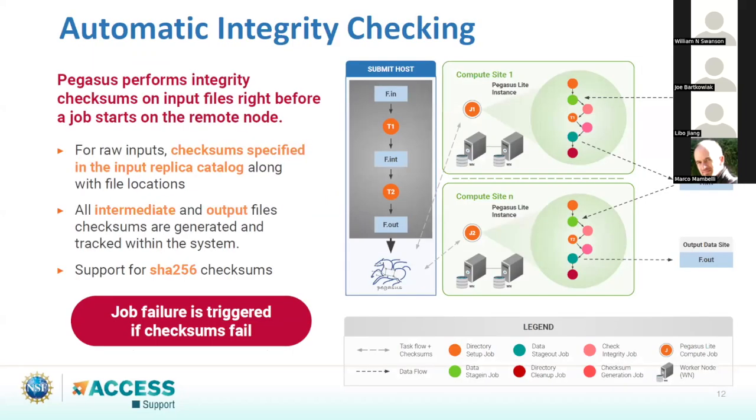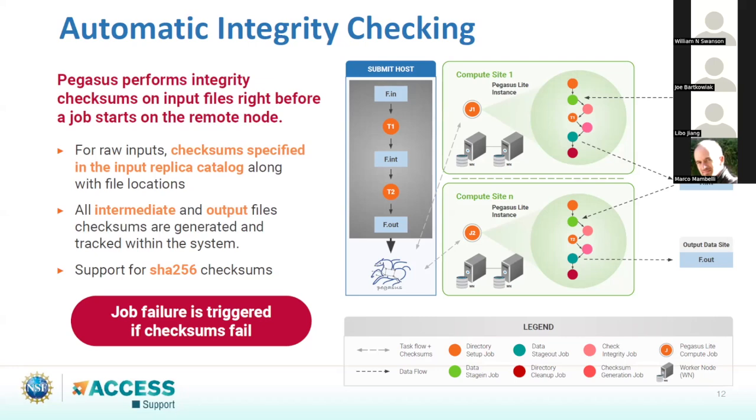Another thing that we add on top of this is automatic integrity checking. This actually came out of OSPool work we did many, many years ago when we did a lot of transfers on HTTP. And we noticed that everything wasn't perfect. Sometimes we got data that was corrupt.